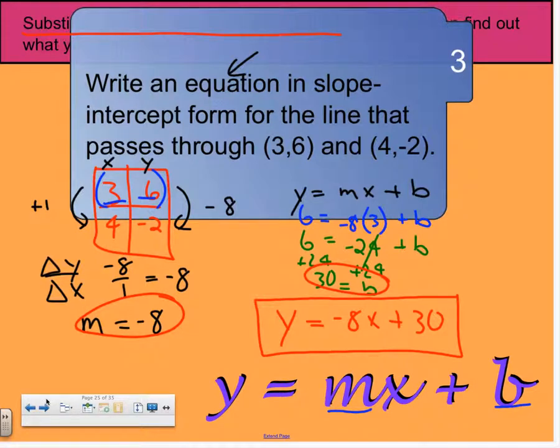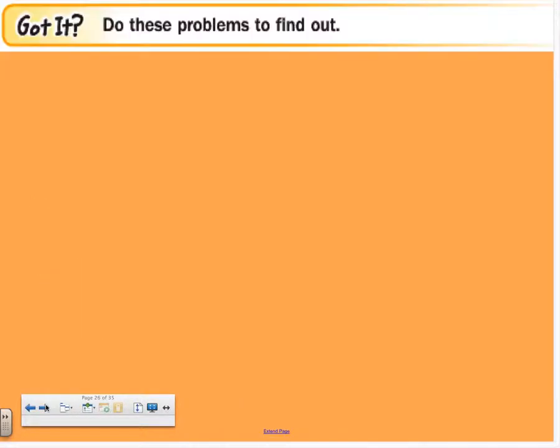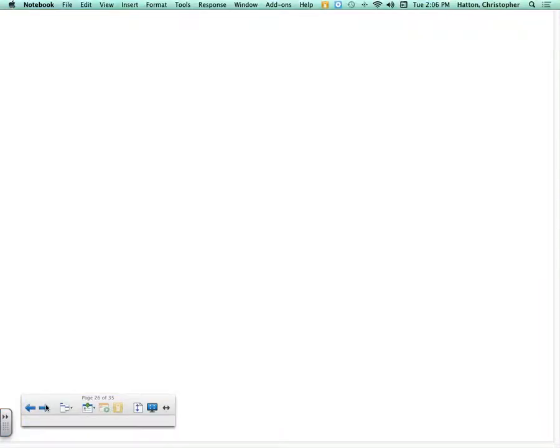Okay? All right, guys, let's see how we can do on these problems. Check out the got it's at the bottom of the page, page 223, and try to write those equations in slope-intercept form.